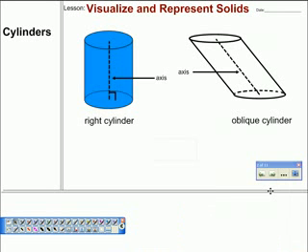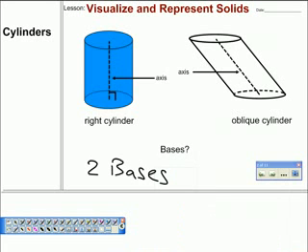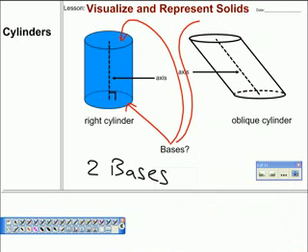All right, our first shape that we're going to look at is a cylinder. A cylinder has two bases. Those bases are right there on that cylinder, right here, and right here on this cylinder. So those bases are what kind of shapes? They are circles. That's correct. A cylinder has two bases and they are circles.